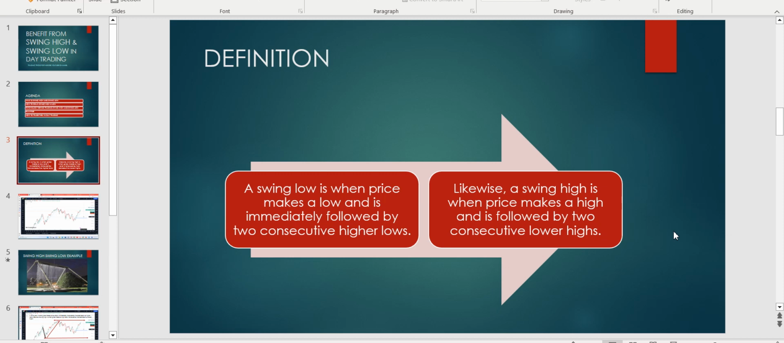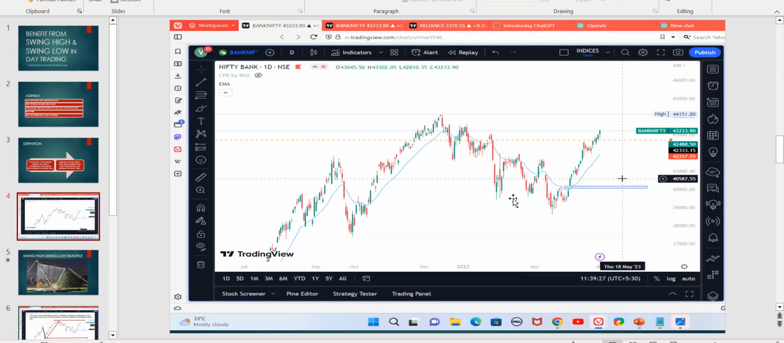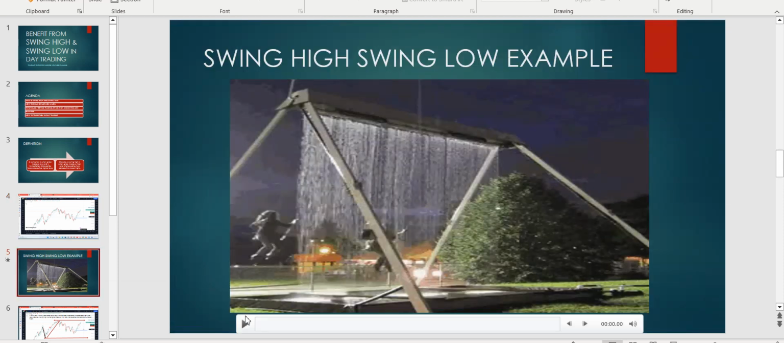Let me explain this with an example. See here. With the definition, could you place any swing high and swing low in this chart? Think of it. No, right? Now, let's get into the video in much more detail. Watch this clip for a while and I will explain it to you.